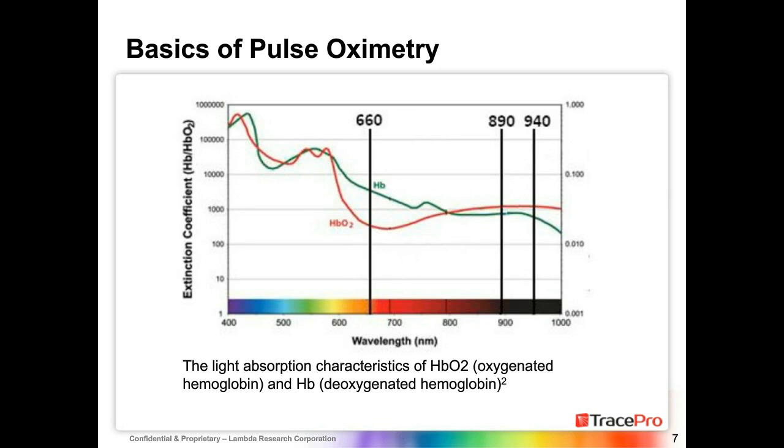So if we take a look at the characteristics of oxygenated hemoglobin and deoxygenated hemoglobin, we can see this plot right here. We can see that the deoxygenated hemoglobin, which is Hb at 660, is higher in terms of extinction coefficient than the oxygenated hemoglobin. And it switches out in the IR. So here's your basic idea of how that actually works. You can take this graph and have a good idea, a snapshot of what's going on here with both types of blood.